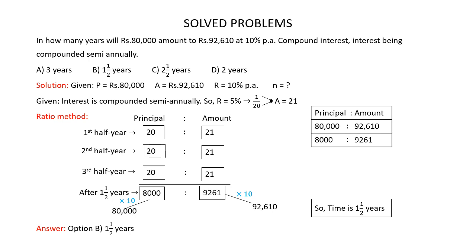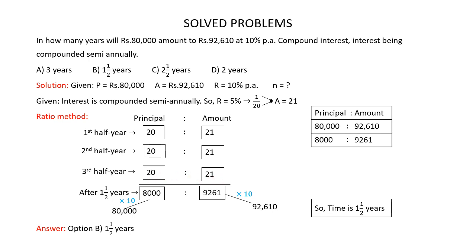Now since rate of interest is given as 5% for each half year, it means that the rate of interest is the same for each half year, which clearly means that the principal is the same for each half year, that is 20, and the amount also is the same for each half year, which is 21. So now we have principal is to amount for the first half year as 20 is to 21, principal is to amount for the second half year is 20 is to 21, and principal is to amount for the third half year is also 20 is to 21.